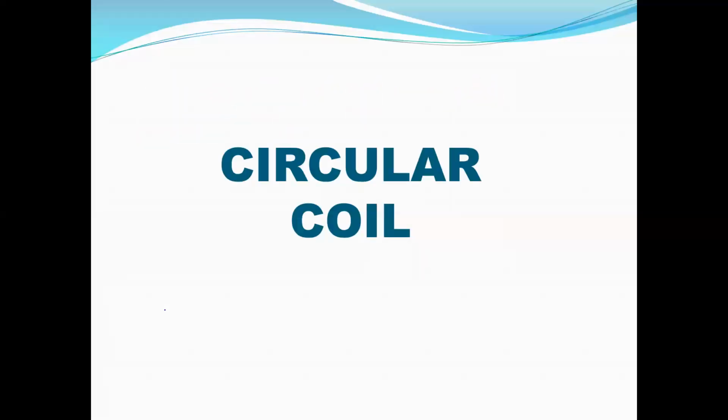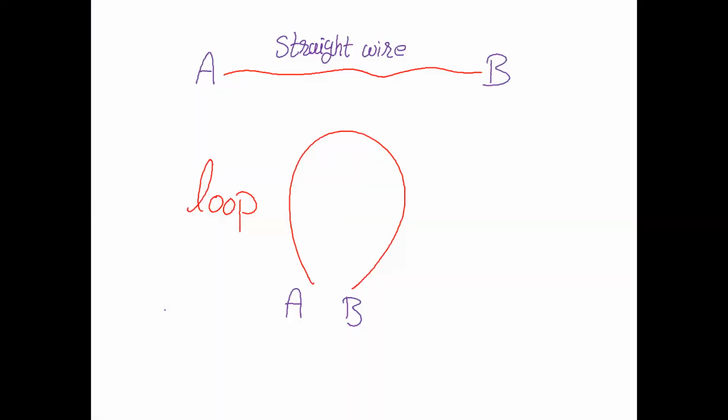Hamad, the topic is circular coil. How a circular coil is made. It is a straight wire which is bent to form a loop. On one side, the current is going upward, and on the other side, the current is coming downward. Got it?